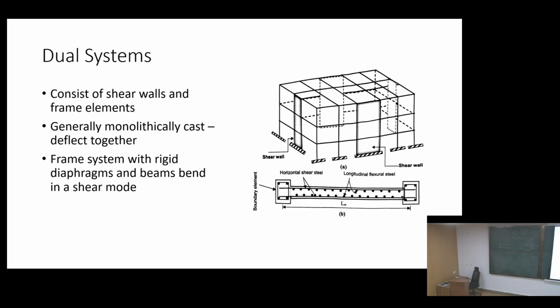So a typical dual frame system, you have shear walls in both directions. The length of the shear wall is calculated using your shear demands, essentially base shear, and then you divide that over the length of the wall. It has frame elements as well. For reinforced concrete, it's generally a monolithically cast shear wall system in both directions, long direction and short direction. And the frame is very rigid with a rigid diaphragm. It's not an assumption, the diaphragm is rigid and the beams bend in shear mode.